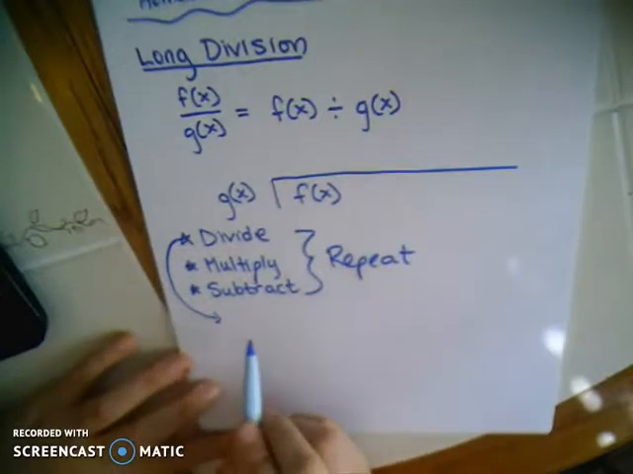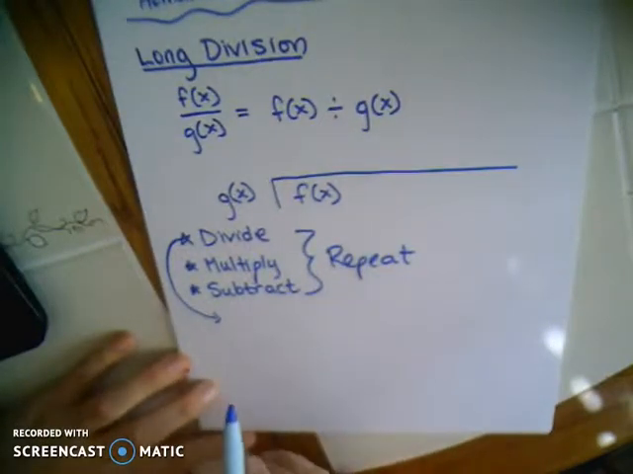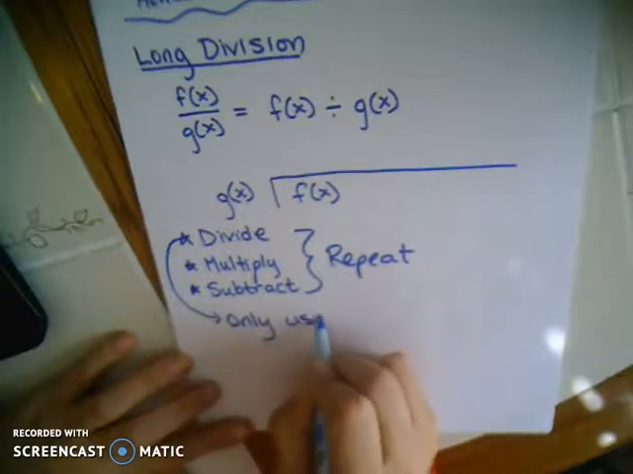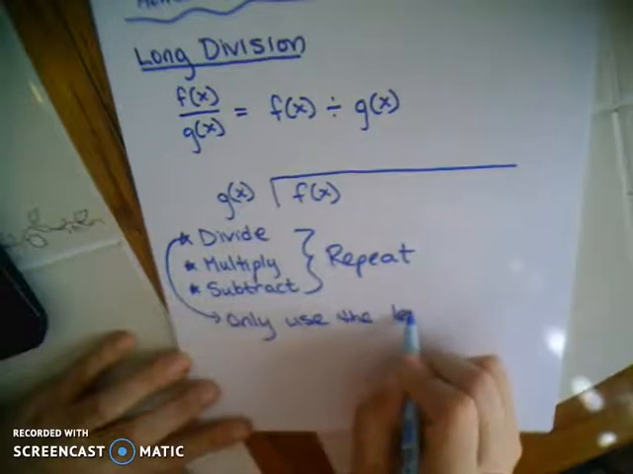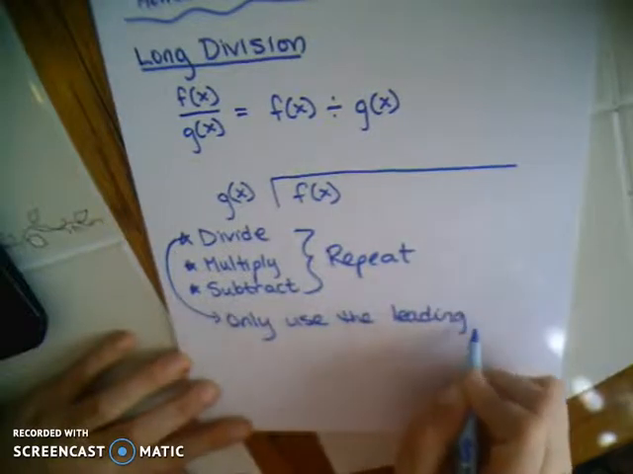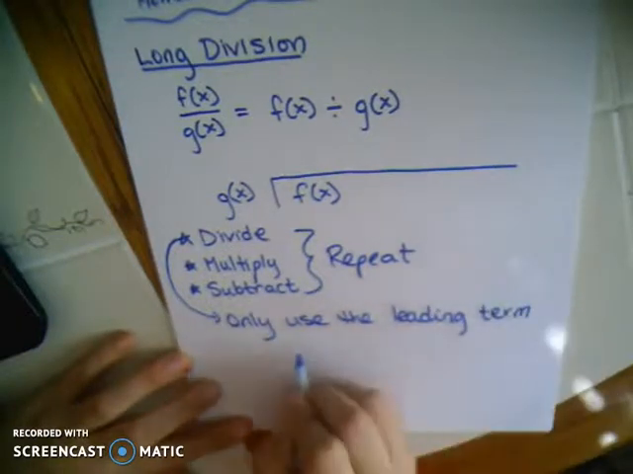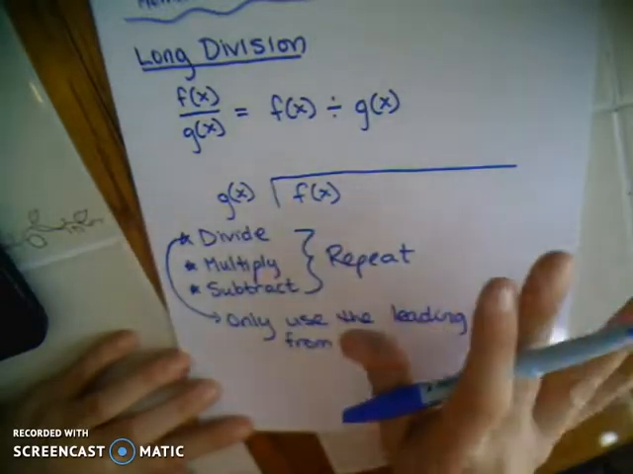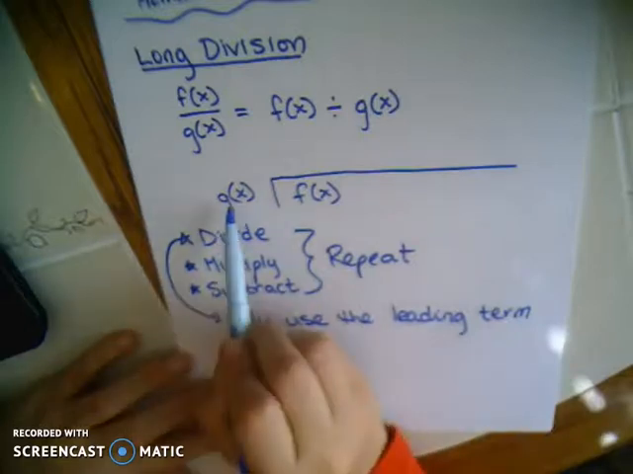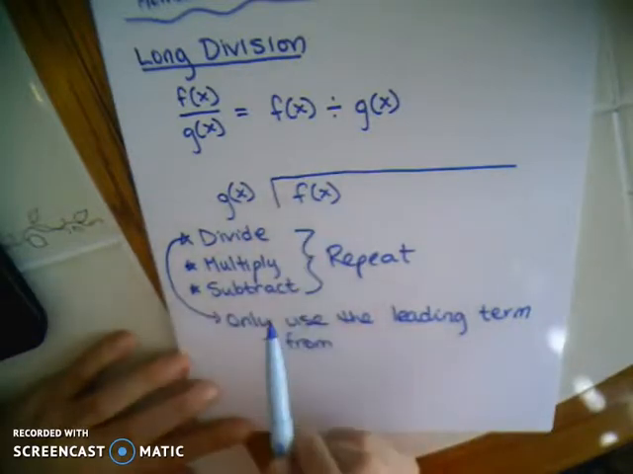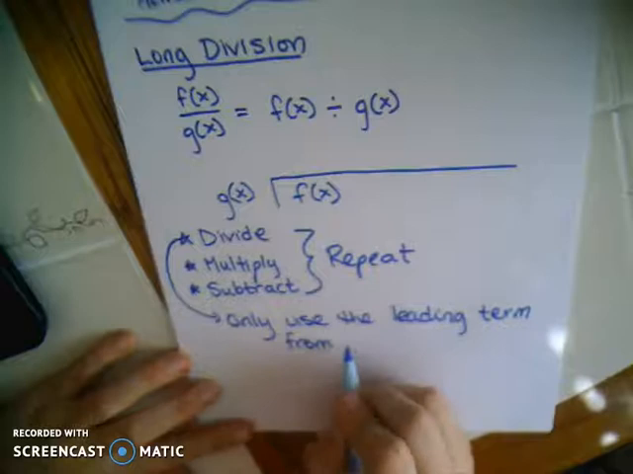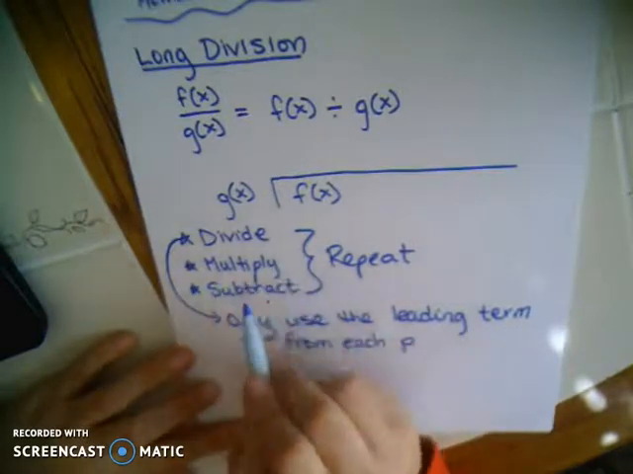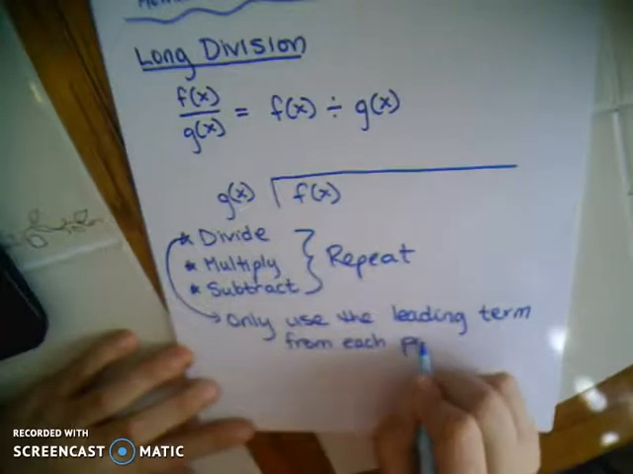But during the dividing step, this is the most important piece. During the dividing step, you only use the leading term from each polynomial. And that's going to make it a lot easier. You don't have to worry about all the other junk that you see. Just the leading term for g of x and the leading term for f of x. But when we multiply and subtract, we're going to use everything.